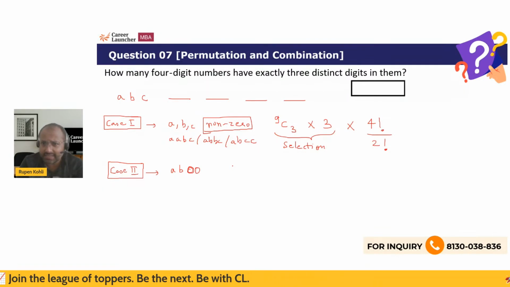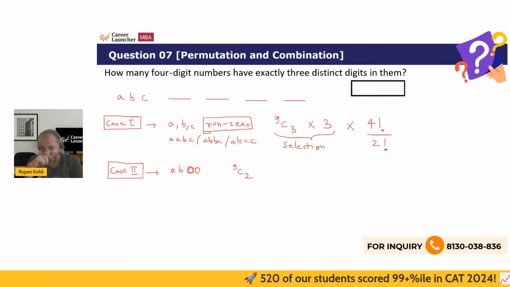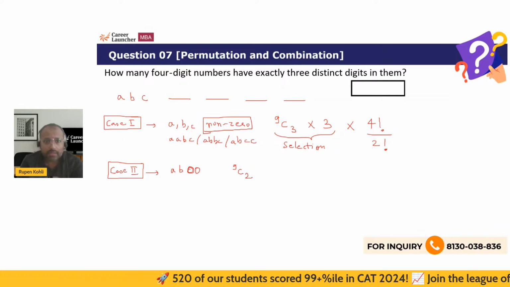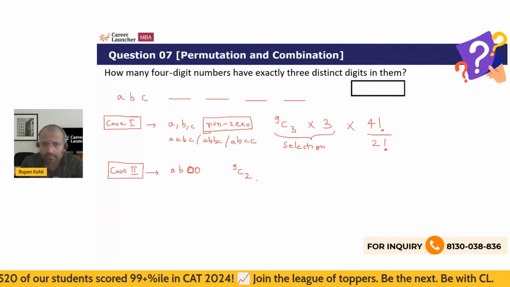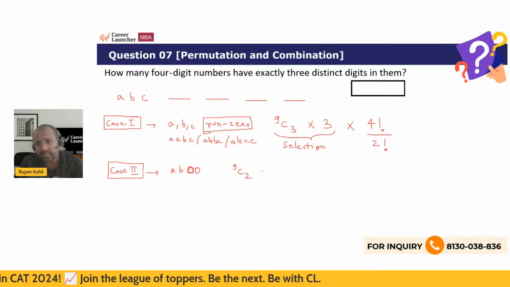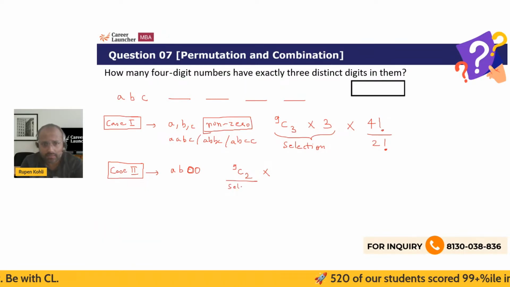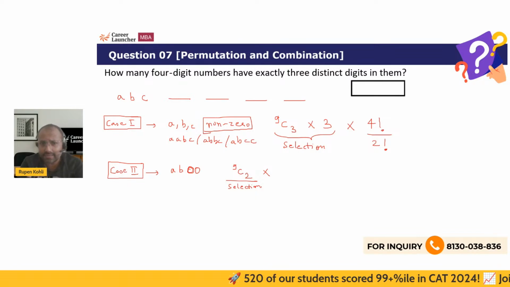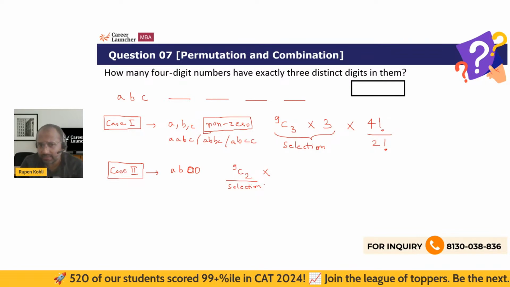0 is already selected, fixed above. A and B have to be selected. So 9C2 ways to select A and B. Now A and B are only coming once, so we'll only select them. That's all. That selection is only 9C2. And then comes arrangement. After selecting, my selection is done. Clear? Because 0 is already fixed. We have selected 2 zeros. A and B can be selected in these many ways.